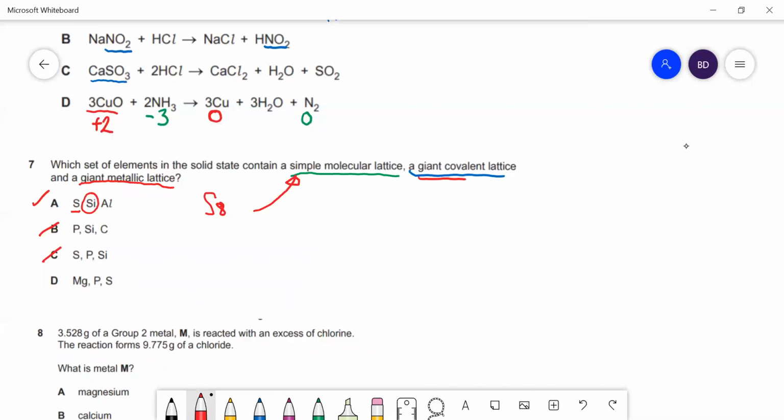A is the answer. There's no giant covalent lattice in that one. You've got magnesium is the metallic lattice. Phosphorus and sulfur are both small molecules. They're both simple molecular lattice.